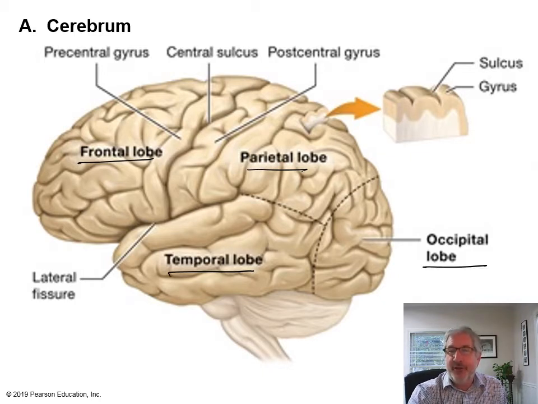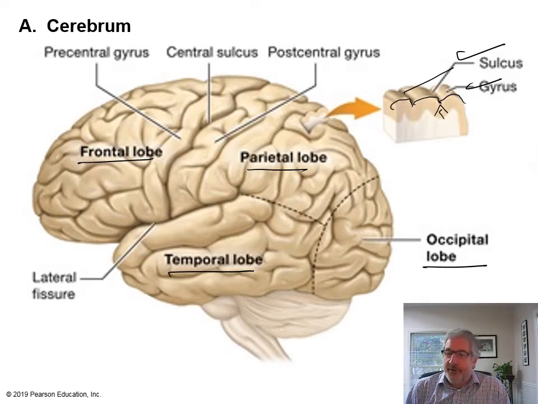There's also some other features, and here's showing you up on the right up here, a sulcus is the groove here, and a gyrus is this bulge here, and that's another gyrus there, and that's another gyrus there, and that would be another sulcus there. So a sulcus is a groove, and a gyrus is a bulge up over the top.